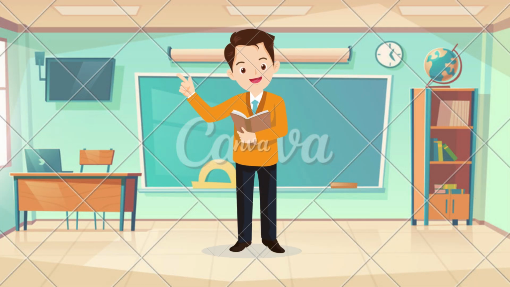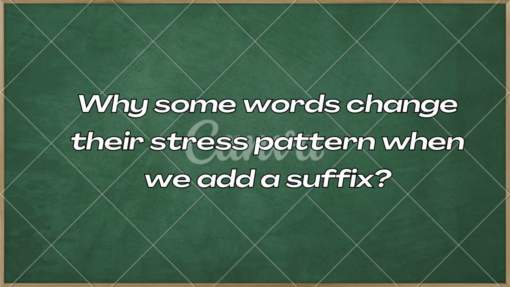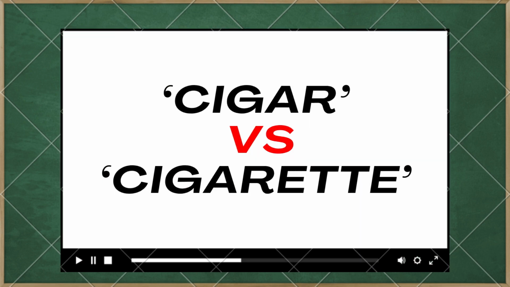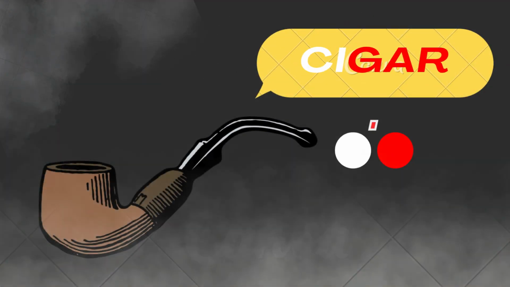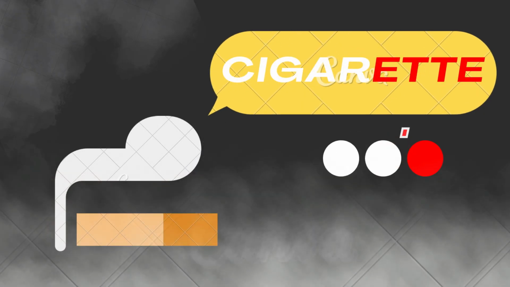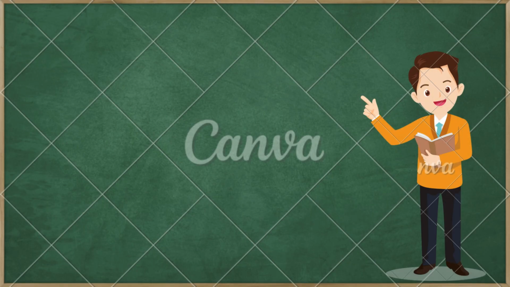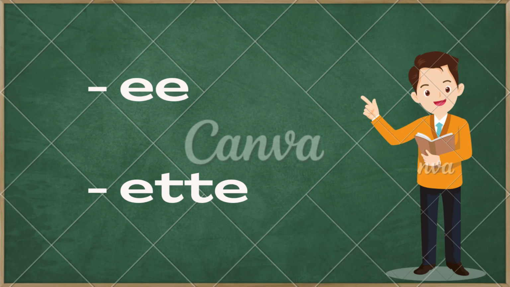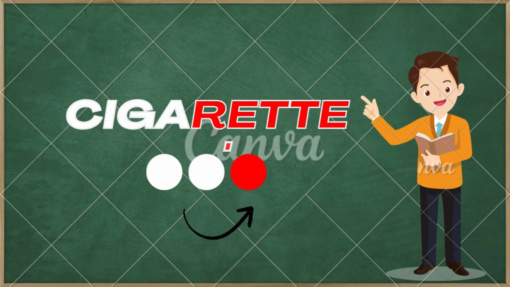Alright, now you have me, teacher Manthakon. Now that we have practiced pronouncing those words, let's look at why some words change their stress pattern when we add a suffix. Take cigar and cigarette, for example. In cigar, the stress is on the second syllable, cigar. But when we add the suffix "ette" to create cigarette, the stress moves to the third syllable, cigarette. This happens because certain suffixes like "ee" or "ette" tend to attract the stress onto themselves, so this can cause the stress to shift from its original position in the base word.